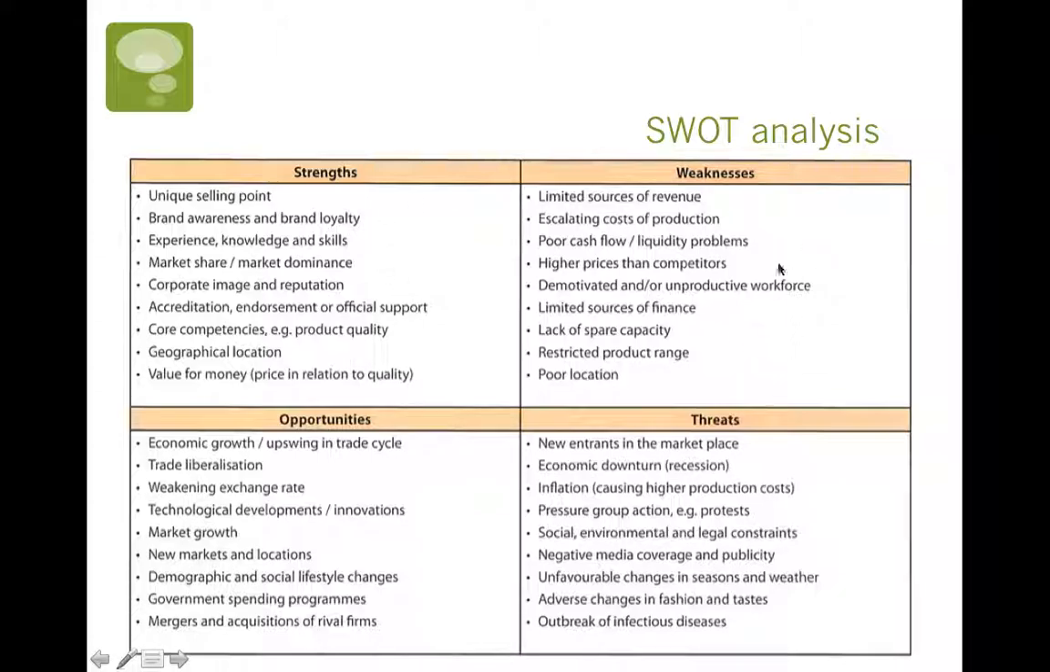The weaknesses, often more difficult for businesses to identify, looks at what the business internally isn't doing so well. So perhaps the business has a poor cash flow or liquidity problems. Maybe the business has limited sources of finance, or maybe the business has a poor location. Maybe it's not close to infrastructure areas like roads or other stores or high street areas. Perhaps they've got a restricted product range. Maybe they've had some negative publicity because of their products. These are weaknesses that refer to the current operations internally within the business.